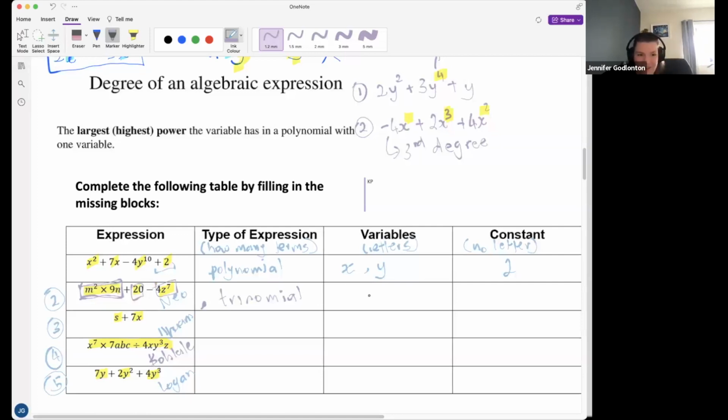Okay, what are our variables? M, N, and Z. Beautiful. And what is our constant? 20. 100%. Nice job. Thank you. Well done to our first volunteer. Big round of applause. Okay. Number 3, Ilham, this is all yours. Let's go.